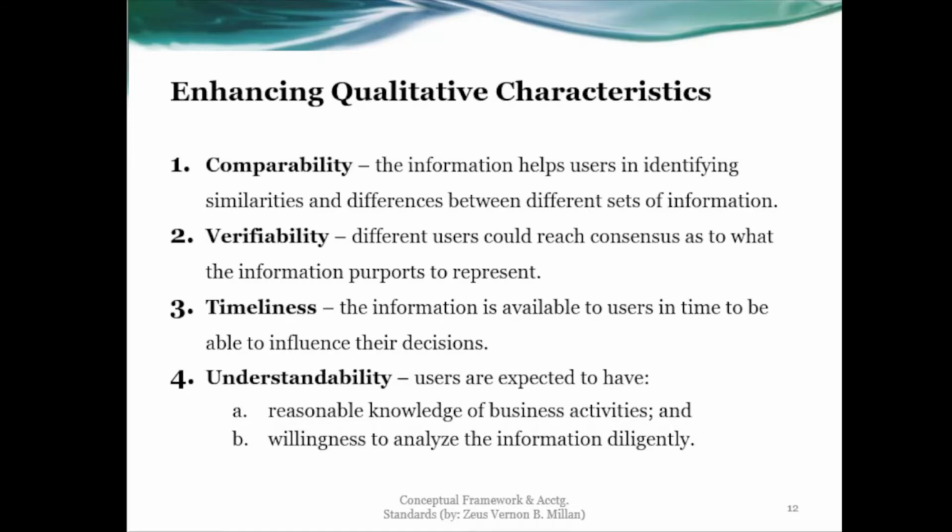Next is verifiability. So different users could reach consensus as to what the information purports to represent. Meaning, you can verify or validate what you presented earlier. Next is timeliness, meaning the information is available to users in time to be able to influence their decision.